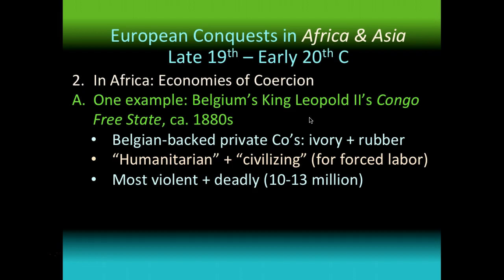And rubber. Rubber was used to make bicycle and automobile tires. And again, this was considered a humanitarian mission and civilizing, because black people from Africa are barbarian-like, they're barbarous. And in order to civilize them, they need forced labor, otherwise they're lazy. This was the most violent and deadly of the colonization experiences, with between 10 and 13 million people being killed.